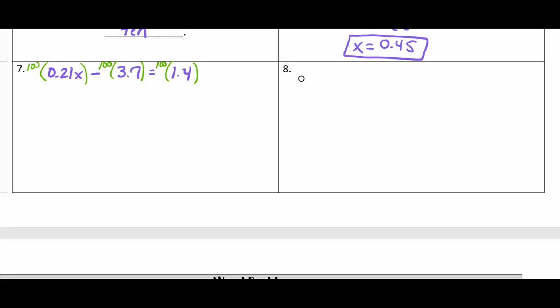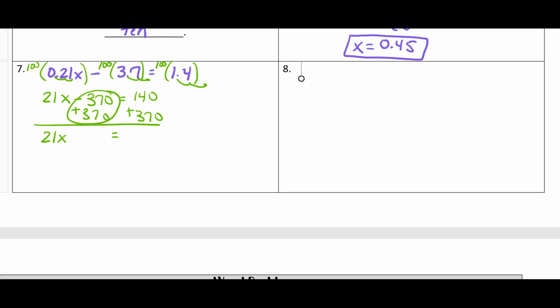So when I do that, that moves this decimal over 2 places. So now this is 21x. Minus, it's going to move this one over 2 places, so 370. And that's going to equal, if we move this one over 2 places, 140. So now we're going to add 370 to both sides. So 21x equals 510. And then we're going to divide by 21.